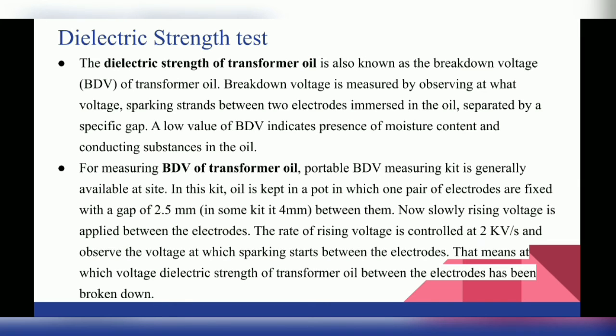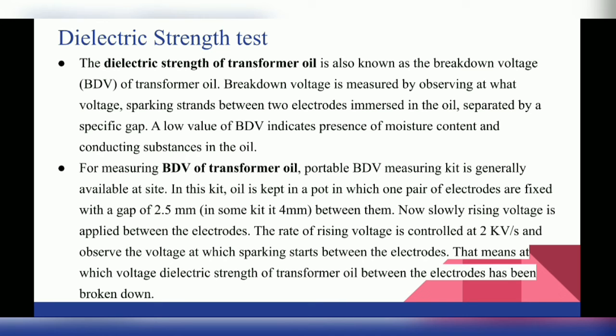Next test is the dielectric strength test. The dielectric strength of transformer oil is also known as breakdown voltage, that is BDV of transformer oil. Breakdown voltage is measured by observing at what voltage sparking starts between two electrodes immersed in the oil, separated by a specific gap. A low value of BDV indicates the presence of moisture content and conducting substances in the oil.